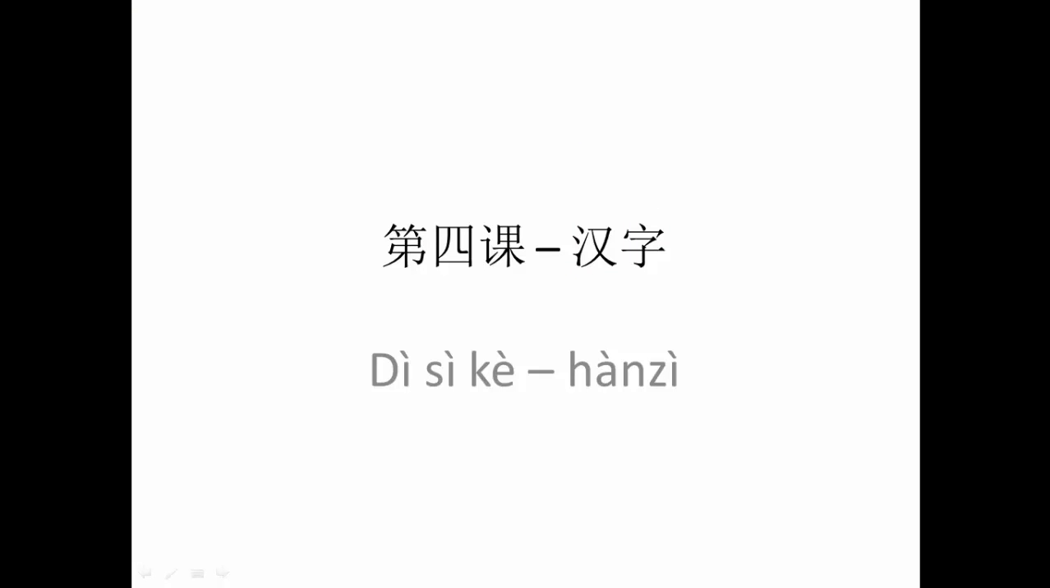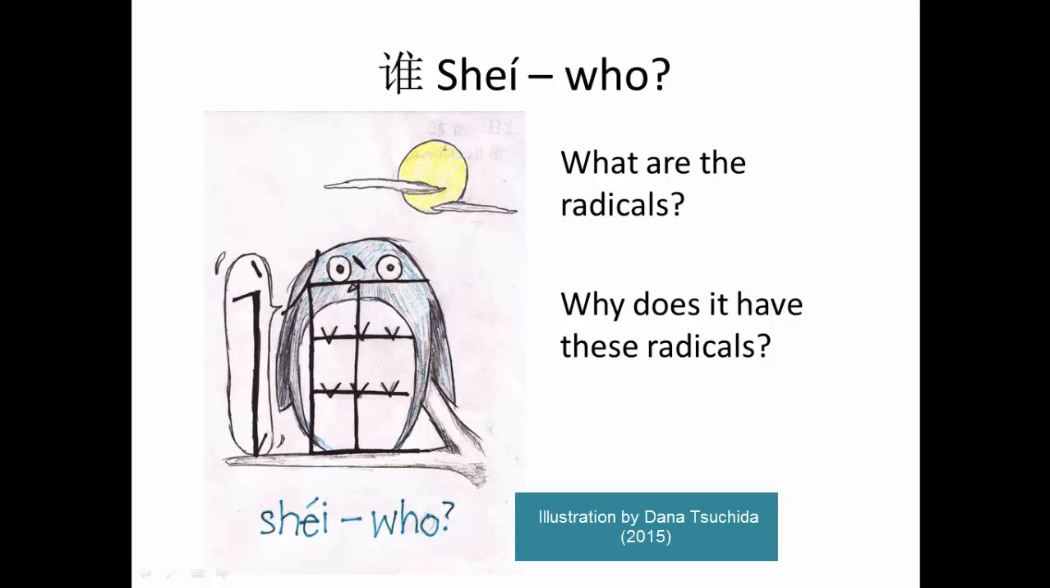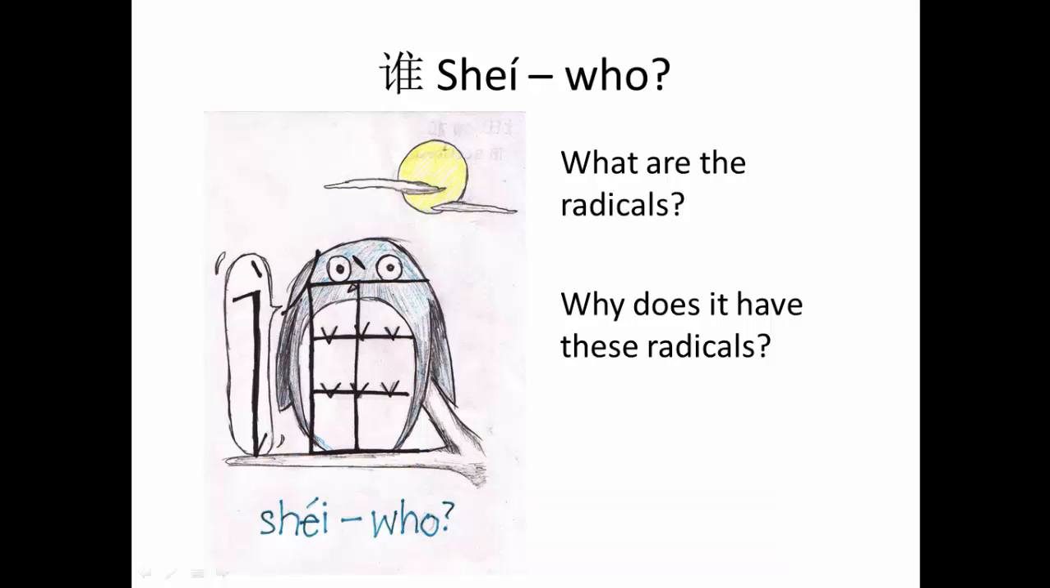All right, let's look at the characters for this lesson. We'll start with the word shui, who. What are the radicals in shui? We have the speech radical and the small bird radical. Why does shui have these radicals? It has the speech radical because shui is a question, and questions only exist in speech. It has the small bird radical, zhui, because that rhymes with shui. Here my student has illustrated it as a small bird asking who, because owls say who.